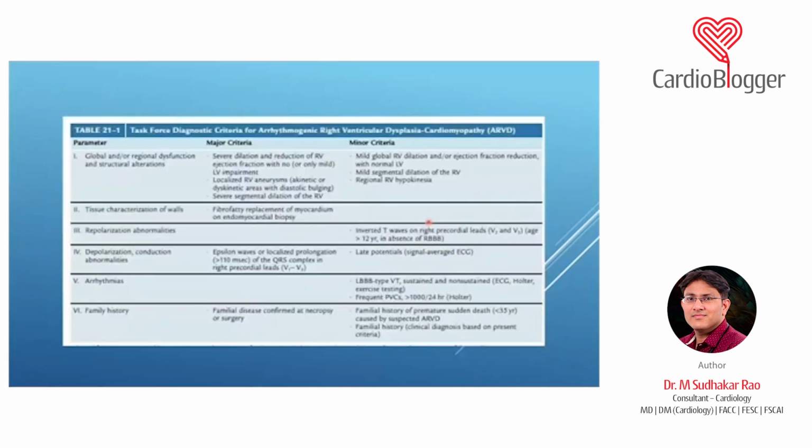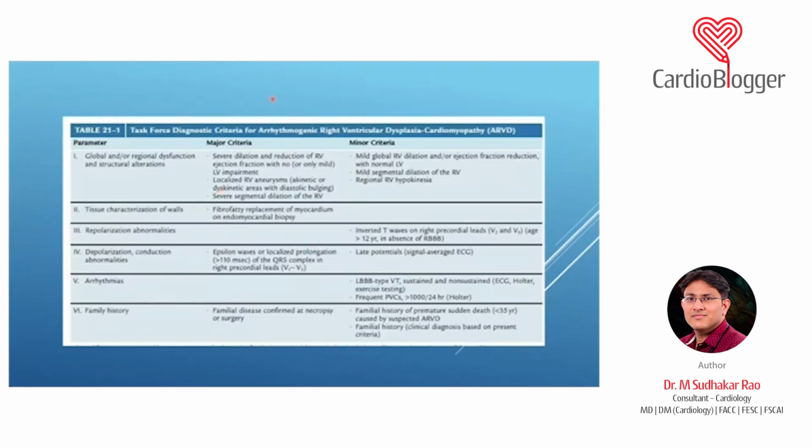Now, what are the typical diagnostic criteria of ARVD? As I told you, you can have severe RV dilatation, and the RV ejection fraction will be reduced. The RV can have aneurysm, and the RV can have dyskinetic areas.